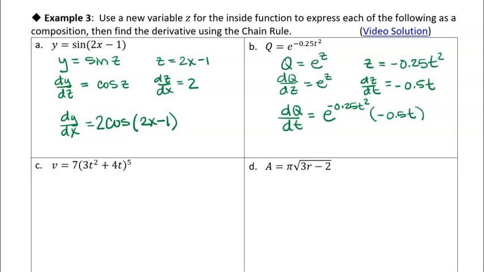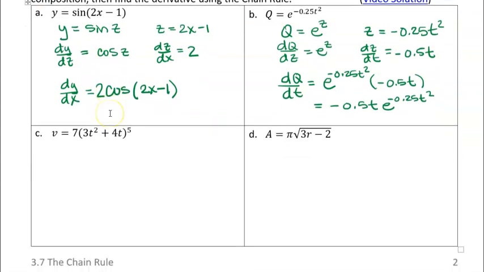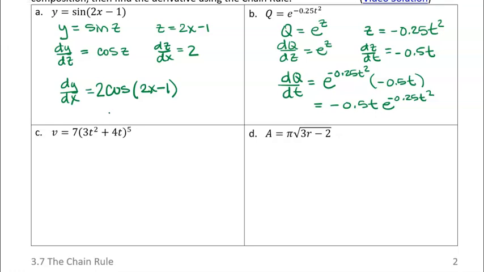Now it might be a little better form to put the negative 0.5 t in front, and then e to the minus 0.25 t squared. That looks a little better, especially when you're multiplying by the negative, you don't want it to look like subtraction, so that's why I put the parentheses around it. We've got a couple more here, but you get the hang of it. Feel free to pause the video at any time if you want to try this on your own. Again, I'm going to pull this apart into the composition of two functions.